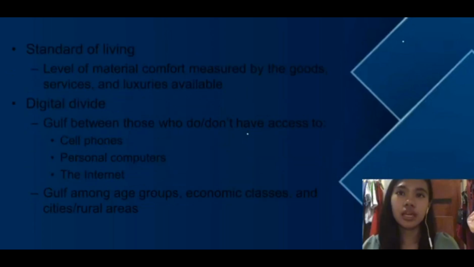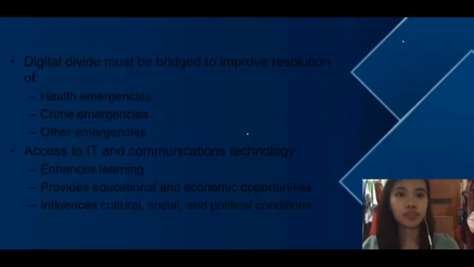Standard of living is the level of material comfort, measured by the goods, services, and luxuries available. The digital divide is the gulf between those who do and don't have access to cell phones, personal computers, and the internet. The gulf exists among age groups, economic classes, and cities and rural areas. It affects resolution of health emergencies, crime emergencies, or other emergencies. Access to IT and communication technology enhances learning, provides educational and economic opportunities, and influences cultural, social, and political considerations.